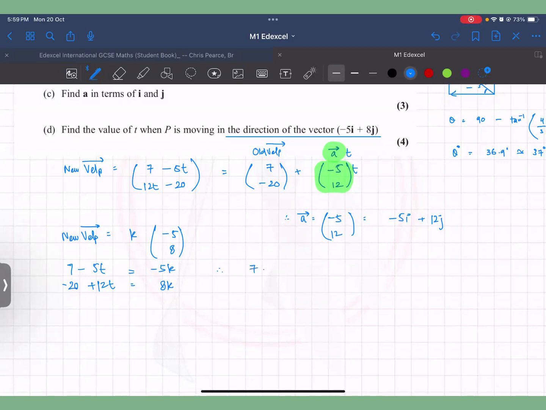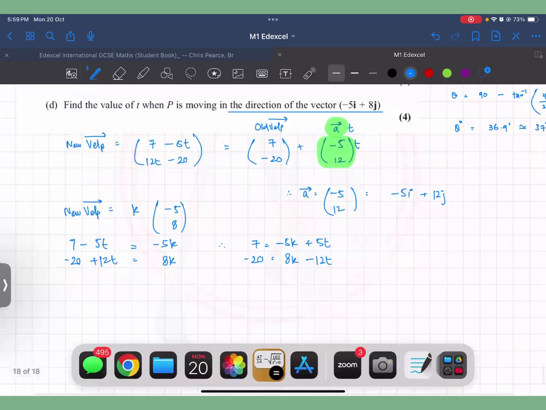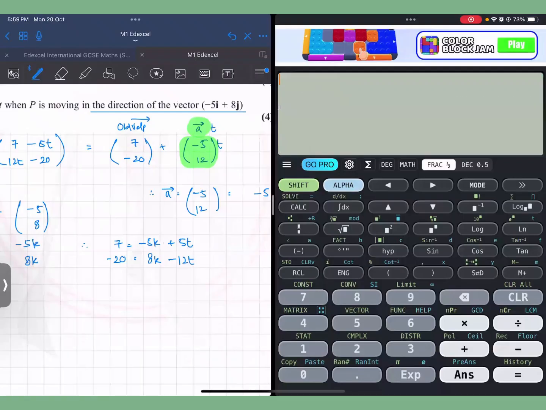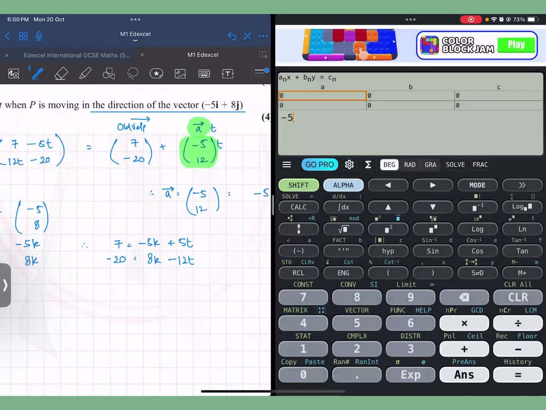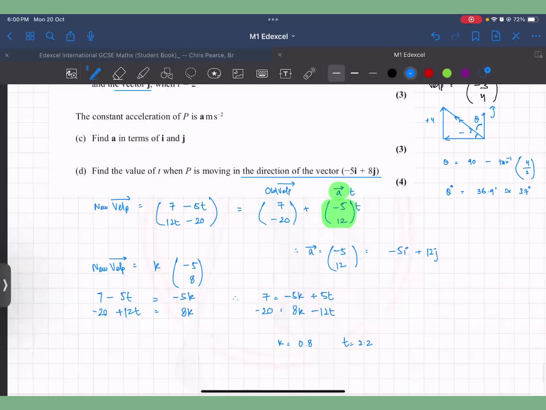So 7 minus 5k plus 5t, and minus 20, 8k minus 12t. Use your calculator to solve this simultaneously. You will get the value of k and t. Minus 5 plus 5, 7. 8 minus 12 minus 20. So your k is coming out as 0.8 and your t is coming out as 2.2. Find the value of t. So we have found the value of t.